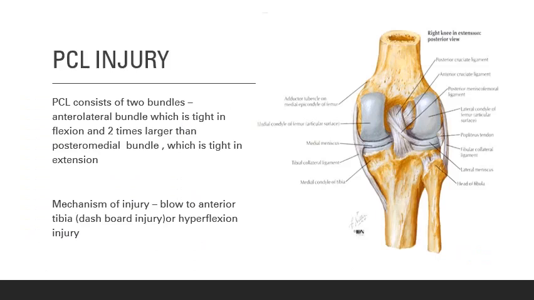PCL injury. PCL consists of two bundles, anterolateral bundle which is tight in flexion and 2 times larger than posteromedial bundle which is tight in extension. Mechanism of injury: blow to anterior tibia, dashboard injury or hyperflexion injury.